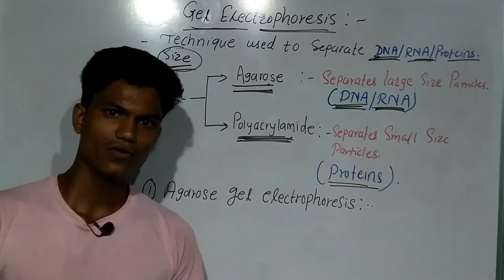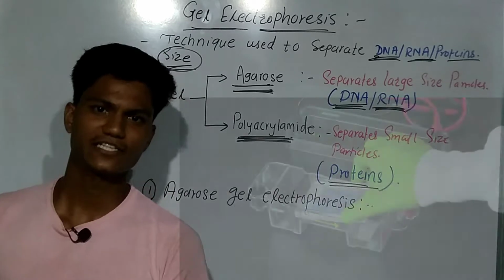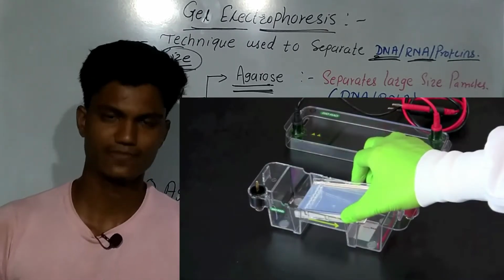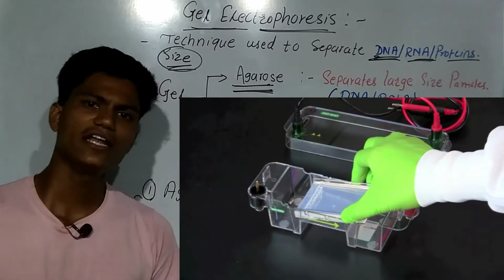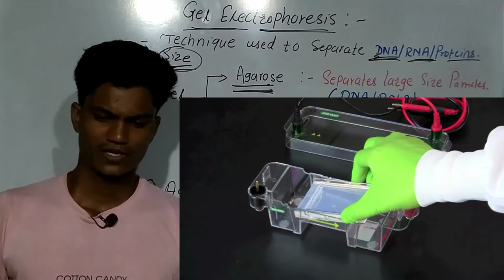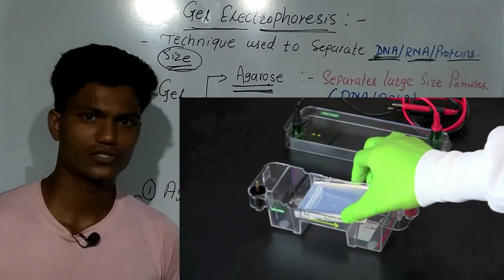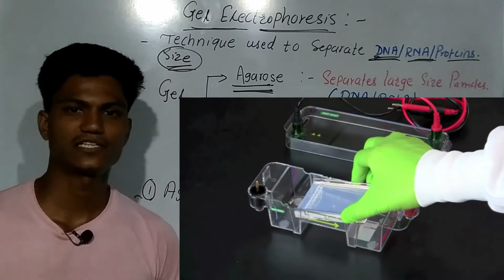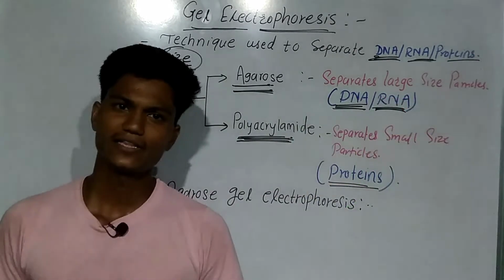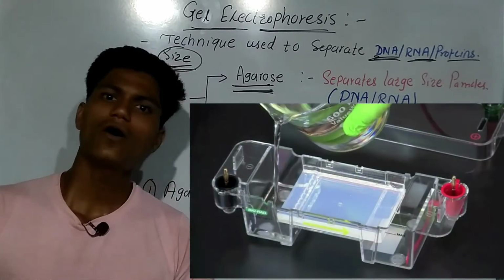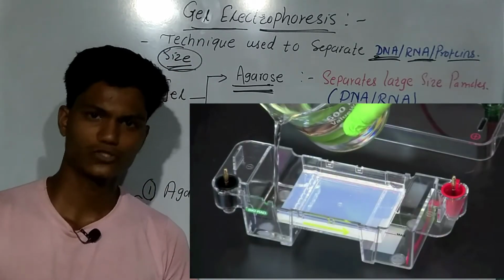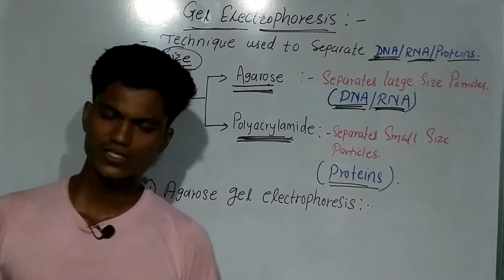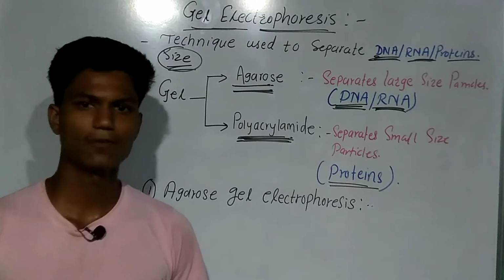In the next step we take this gel casting tray and put it into the electrophoresis chamber. Here is the main concept. The electrophoresis chamber contains two electrodes, anode and cathode. We put our gel casting tray into the electrophoresis chamber, and then we cover the gel with buffer solution.